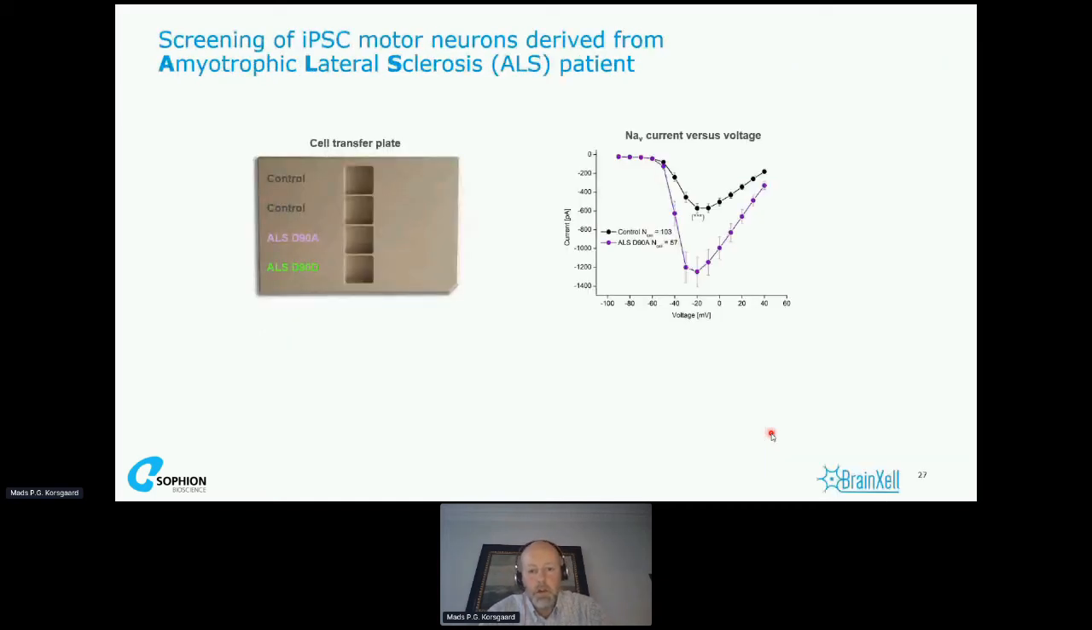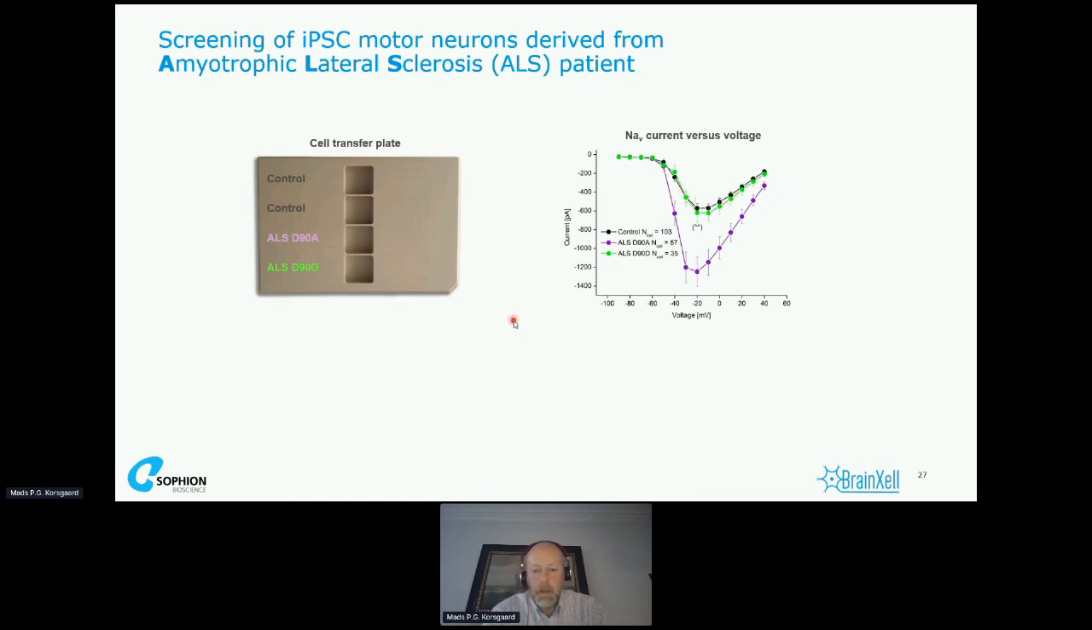On Qube, we have looked into iPSC-derived motor neurons from two types of patients. In the first case here is the amyotrophic lateral sclerosis patient, in which case you could see the control current density, which is then increased in an ALS patient. And if you do an isogenic control, you can see that this current level can be rescued back to normal.